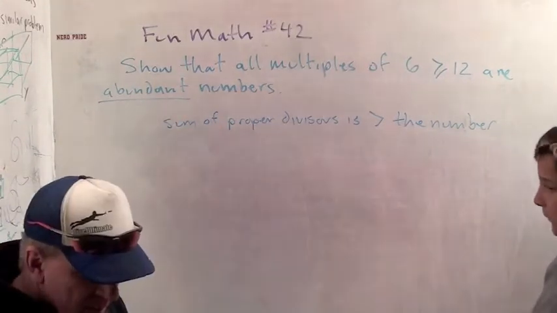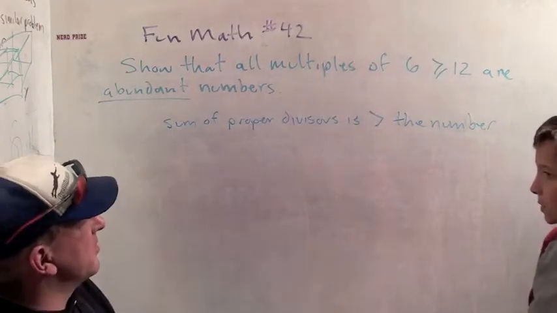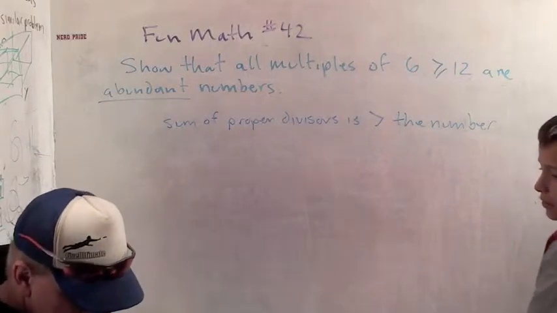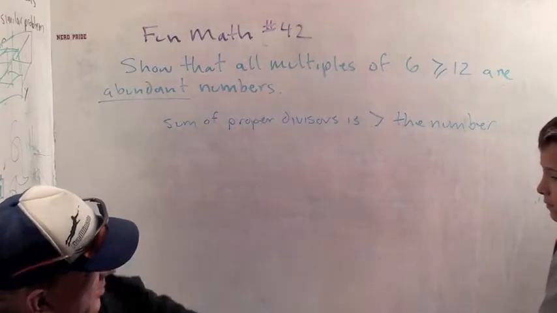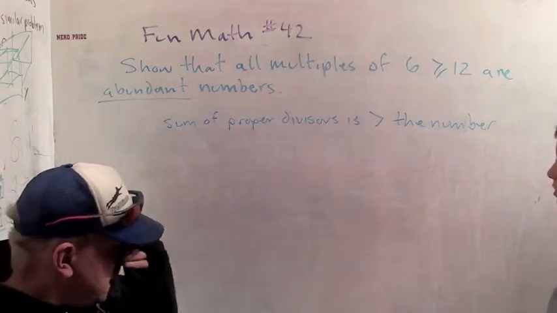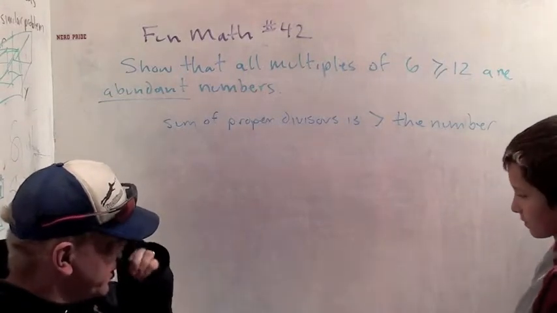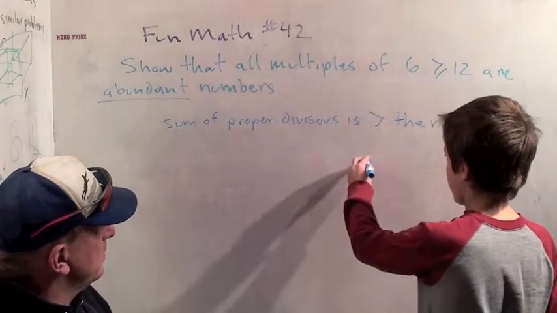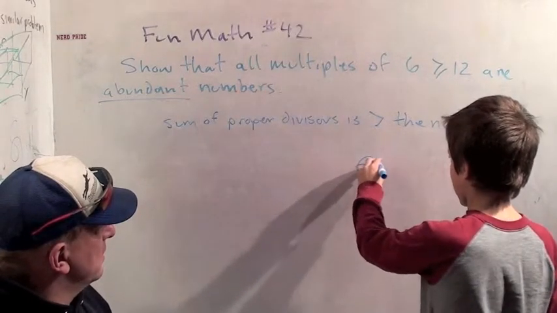So what can you tell me about multiples of 6 now? Well, other than 6. Yeah, other than 6. We need to show that they're abundant. How are we going to do that? Well, we'll say the numbers would be 6n.